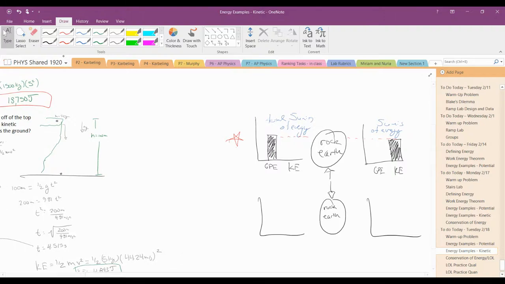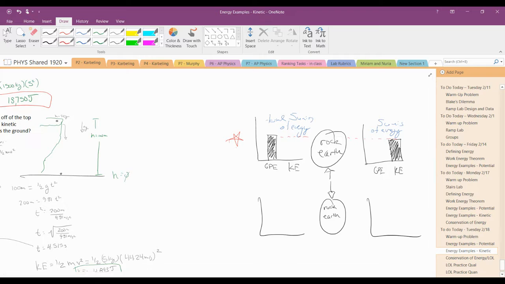So what do we notice about these bar charts? Total gravitational potential energy is equal to the amount of kinetic energy at the end. So when the rock was sitting at the very top, it had all gravitational potential energy and no kinetic energy because it wasn't moving. And when the rock reached the very bottom at a height equals 0, it had 0 gravitational potential energy, but all kinetic energy. So all of that gravitational potential energy is being transferred to kinetic energy.